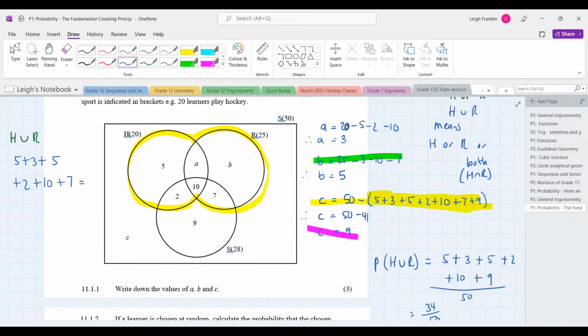So hockey or rugby means hockey or rugby or the intersection of hockey and rugby. The intersection means these areas over here, your areas of overlap. Okay, Pumeza. Exactly. So everything inside the 2 yellow circles needs to be added together.